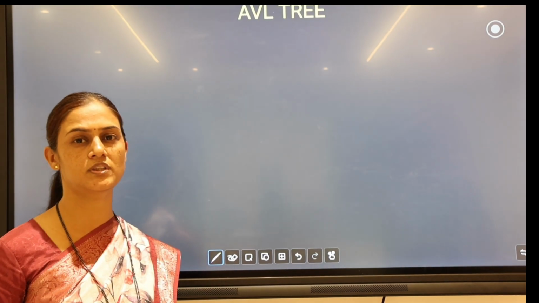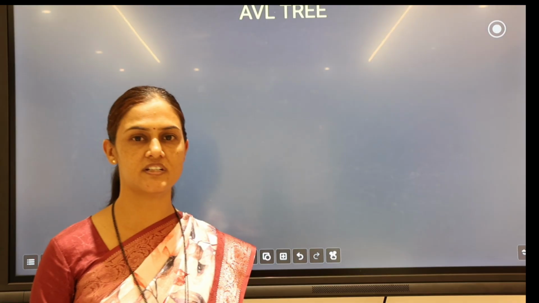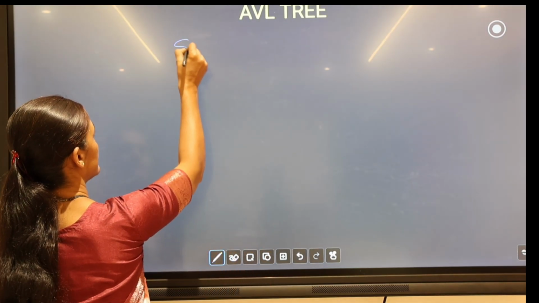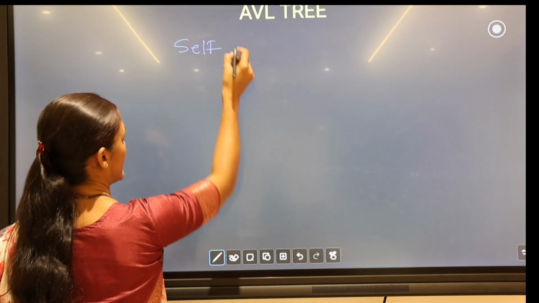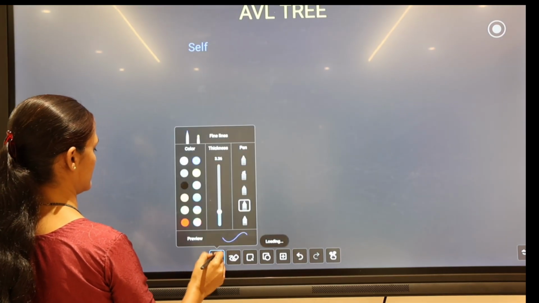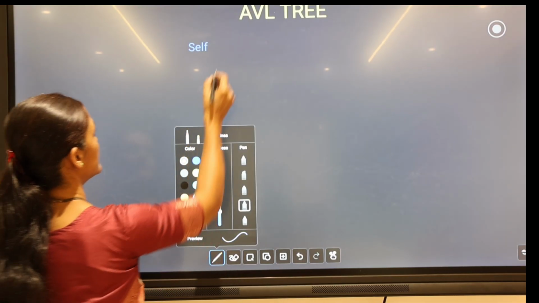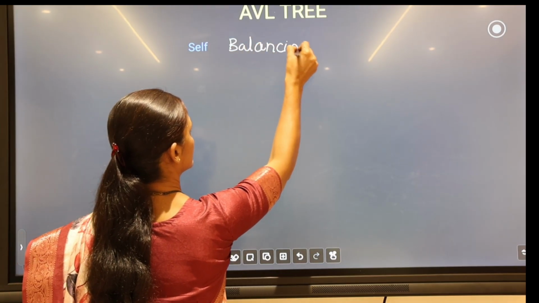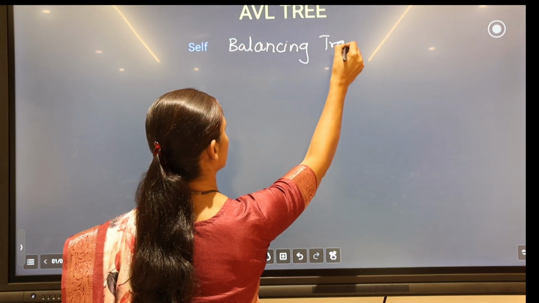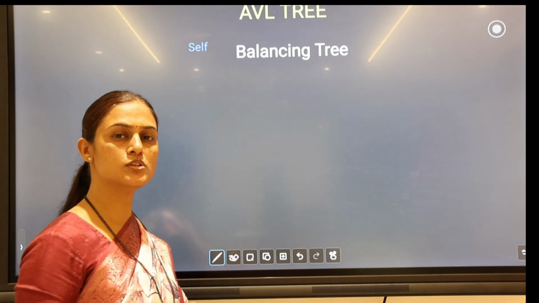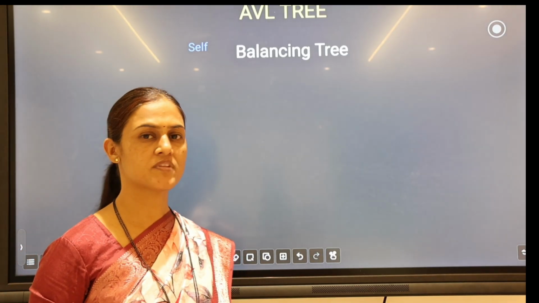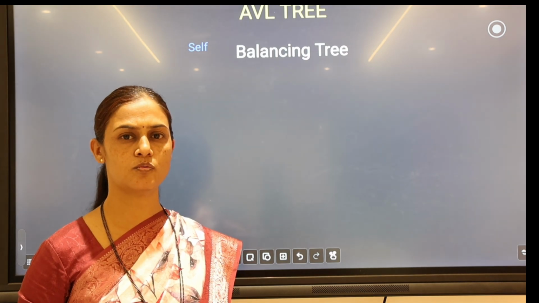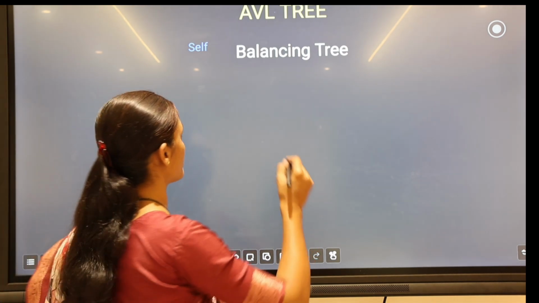Today we are going to learn about AVL tree. So AVL tree is also called as self balancing tree. This is also a binary search tree in which the balance factor is either 0, 1 or minus 1.